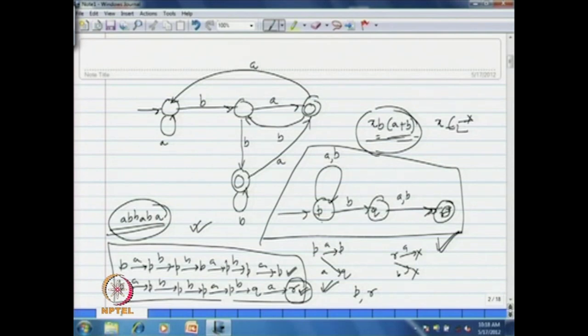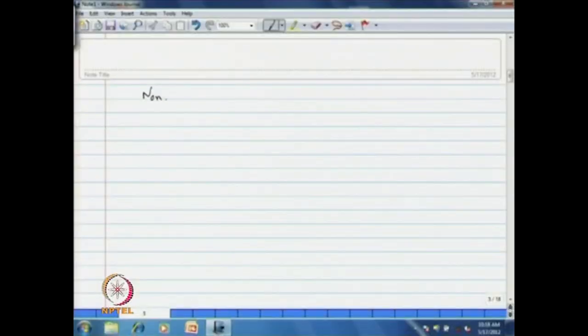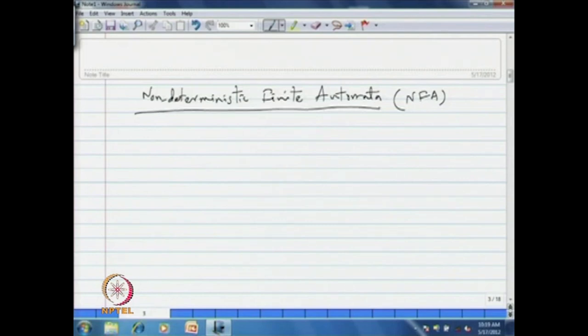So, this type of automaton, with some additional features where we have multiple next states or where there may not be any next state on some input symbol, is said to be a non-deterministic finite automaton. So, what we will do? We will now formally introduce the notion of non-deterministic finite automata, or simply NFA. In contrast to DFA, where we have a unique next state for a transition from a state on an input symbol, now we consider a finite automaton with non-deterministic transitions.